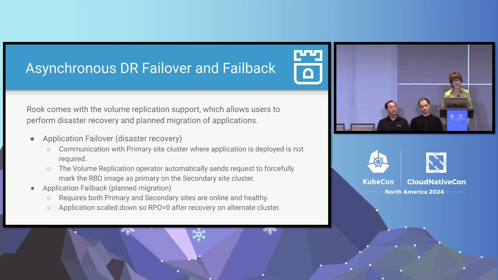Now the failback. This is a situation where you want to just move the application to another cluster, maybe after a disaster or after you had a failover. In this case, both clusters are healthy. You're going to scale down the application beforehand, so your RPO is going to be equal to zero, because all the writes will be replicated before you migrate the application.